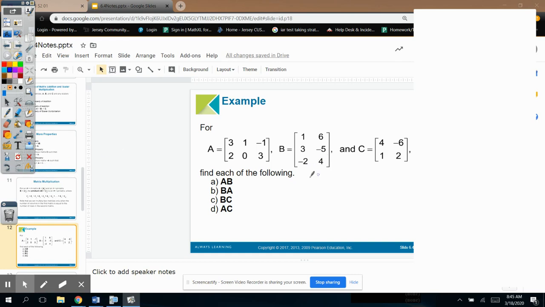Okay, how about B times C? B is a 3 by 2. C is a 2 by 2. They can be multiplied, and the answer will be a 3 by 2. Okay, and A times C. A is a 2 by 3. C is a 2 by 2. These cannot work, can't be multiplied.